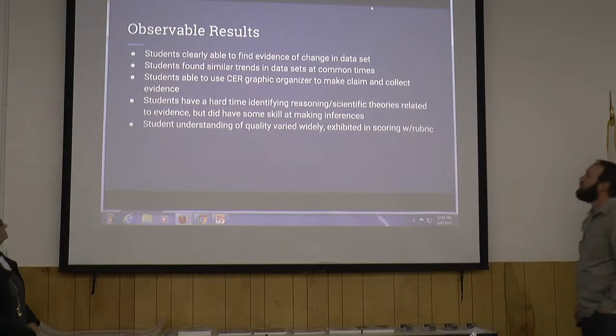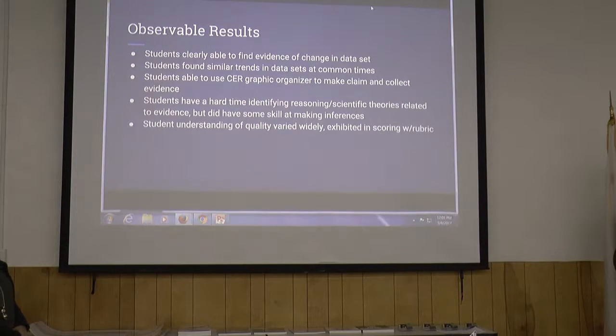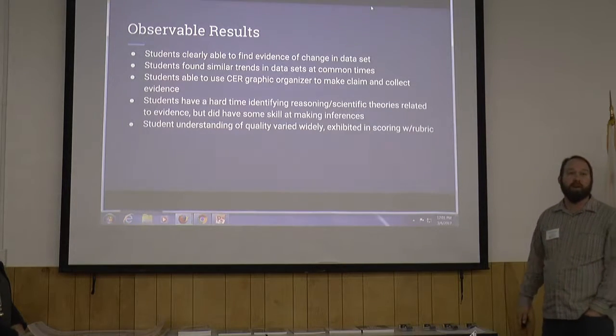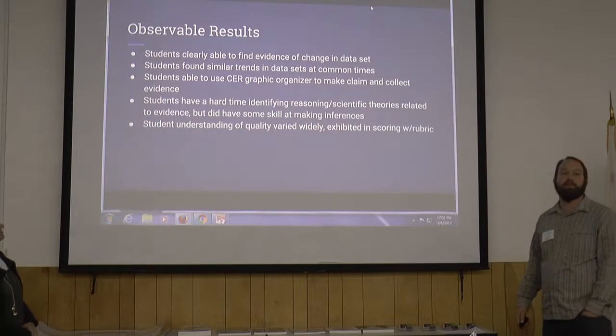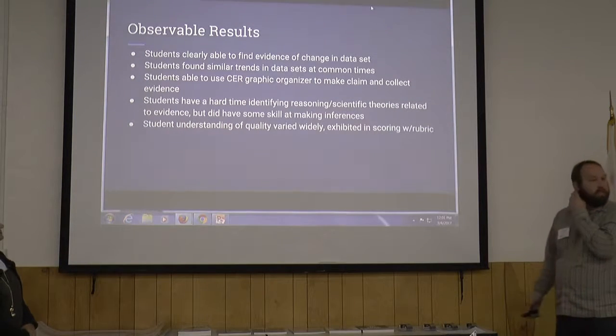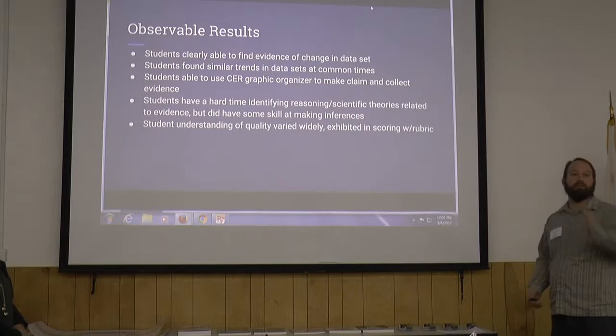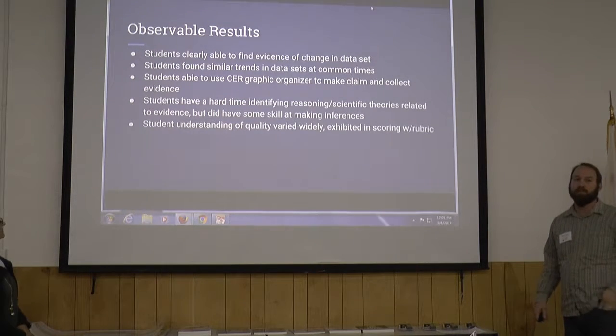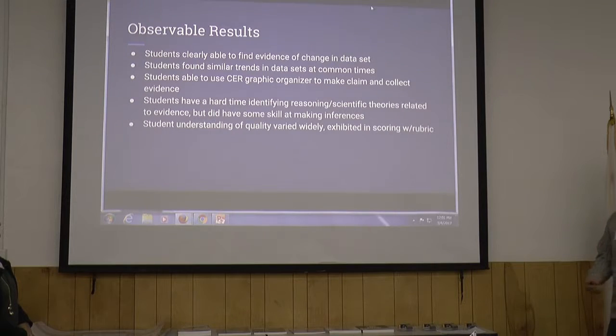Observable results. So we were happy, the students were clearly able to find evidence of change in the data sets. As you can see, it's pretty obvious in some ways, and then there are some subtleties in others. They found trends in common times, so they started looking crossways as well as just vertically, finding common times, and those are some of our major extinction events that happened over the course of geologic history.